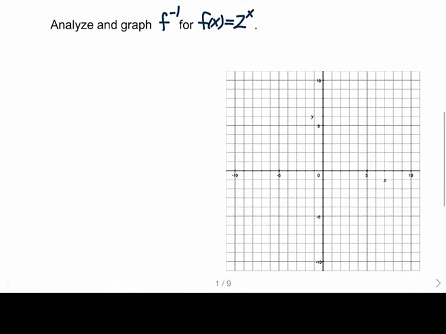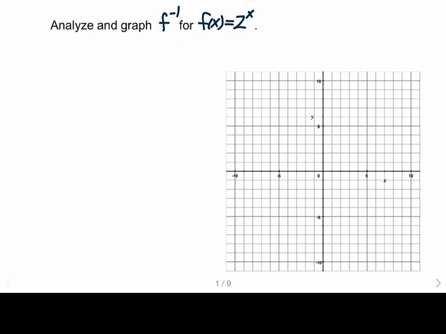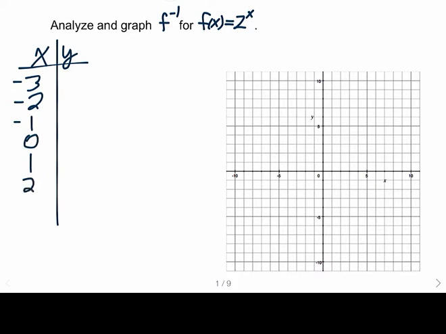Analyze and graph f inverse for f of x is equal to 2 to the x. What I first want to do is look at an xy table. I know, I always do that, don't I? But it's because I think it's beneficial. An xy table where we're going to put in numbers that are going to become exponents, right? Because the domain of an exponential function is the exponent. So -3, -2, -1, 0, 1, 2, and 3 are good inputs. The outputs that we get for that, 1/8, 1/4, 1/2, 1, 2, 4, and 8.